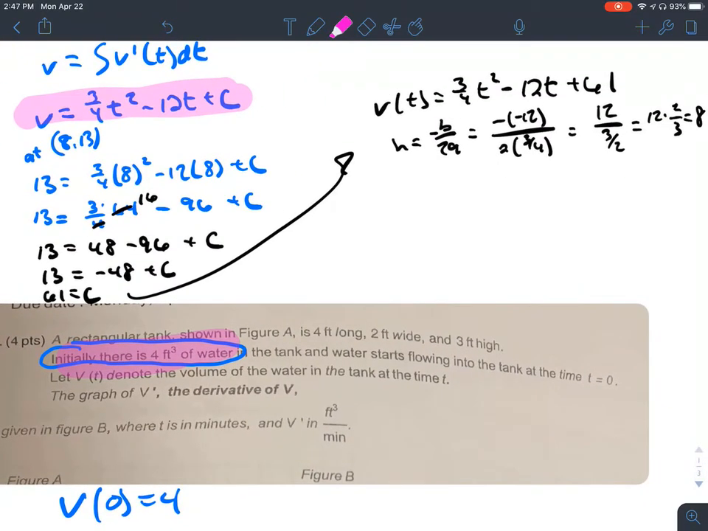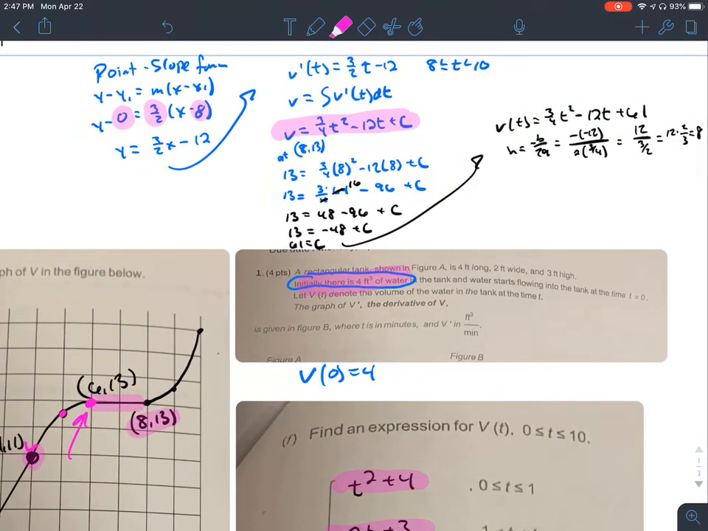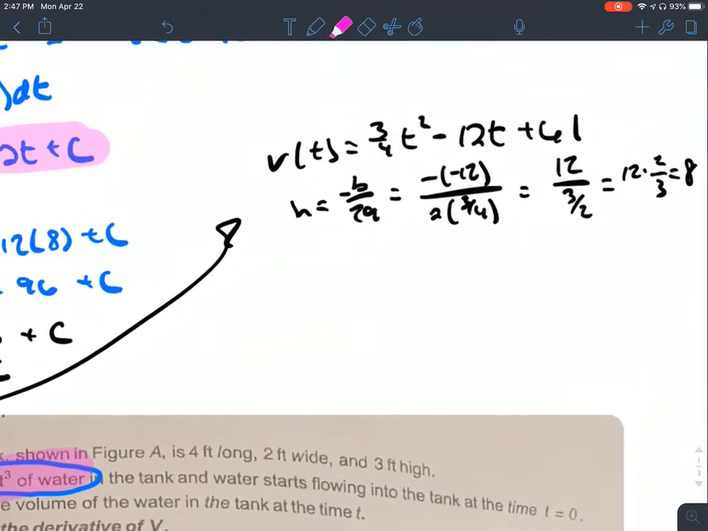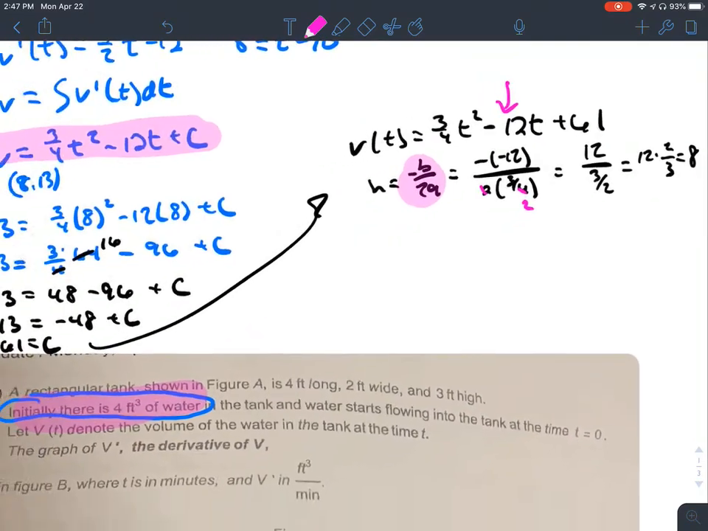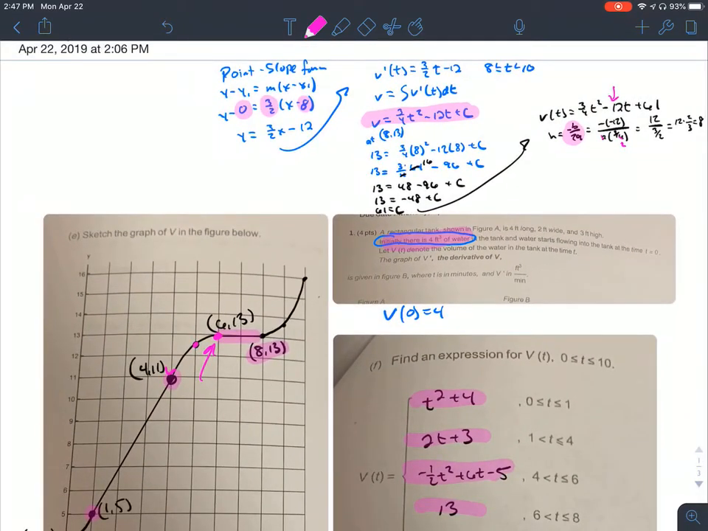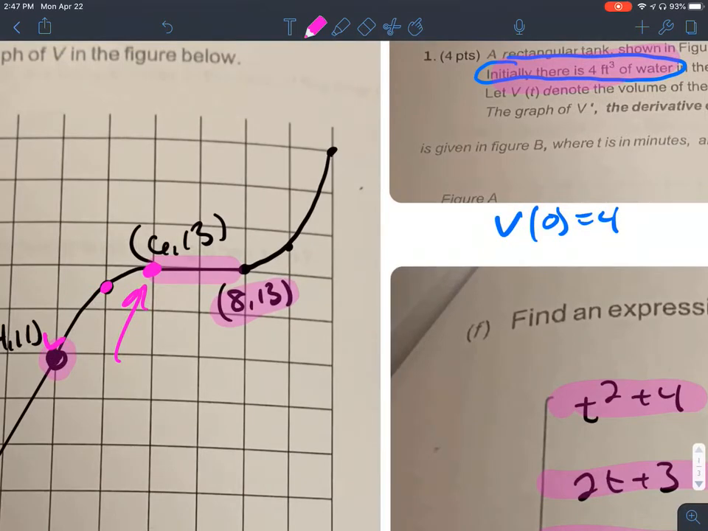Once I know that's 61, I want to find the vertex so I can figure out how to graph this little fella. And I luck out that when I use this vertex formula, put negative b, negative 12 in for that. Negative 12 is a positive 12. And then on the bottom, it's 2 times a, which is 3/4. So 2 cancels with this, we get 3 over 2. It ends up being 12 times 2 divided by 3, which is 8. So why does that make me lucky? Well, if the vertex is 8, then I know I'm starting my parabola right here.